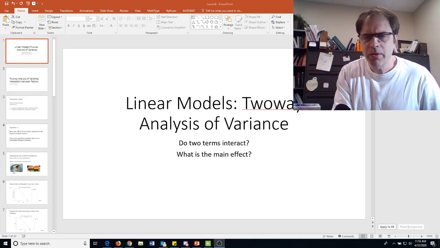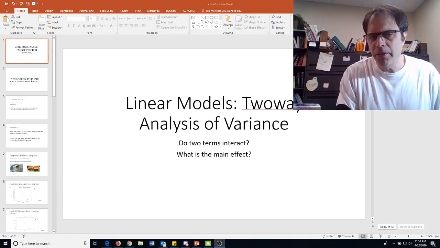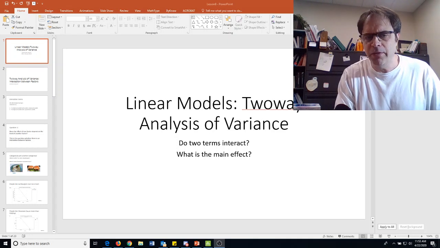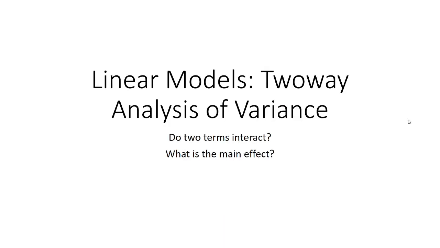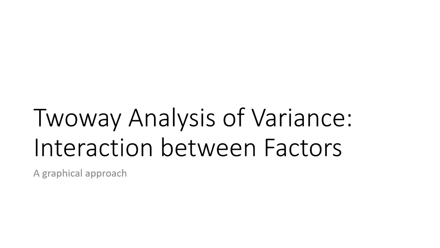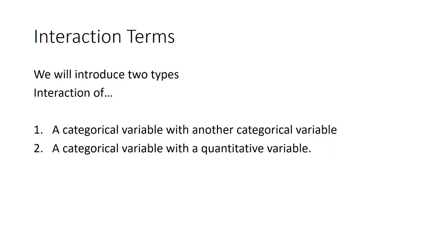We're going to continue extending our ideas of linear models by looking at two-way analysis of variance. So the question is, if two terms interact, then what is the main effect? What we're going to look at today is a graphical approach to this, and we're going to try to motivate what we mean by this.